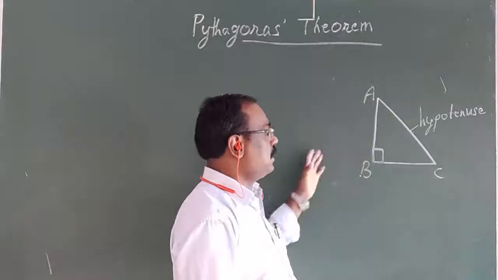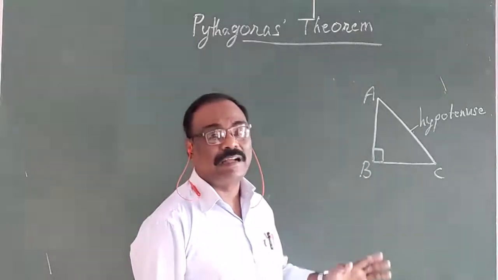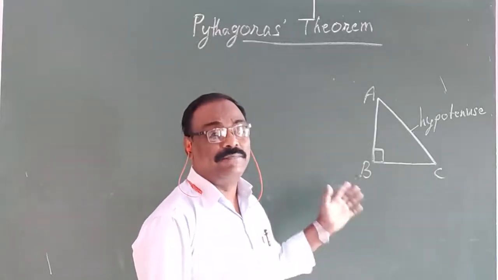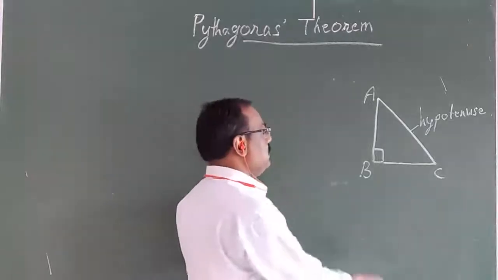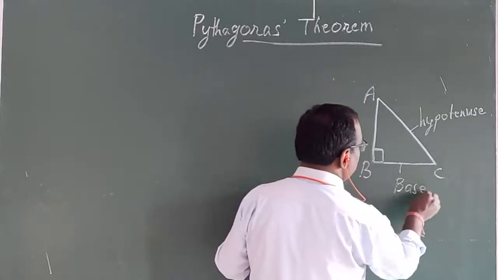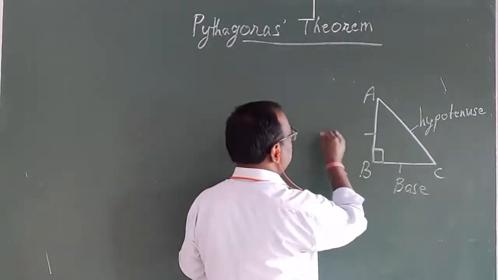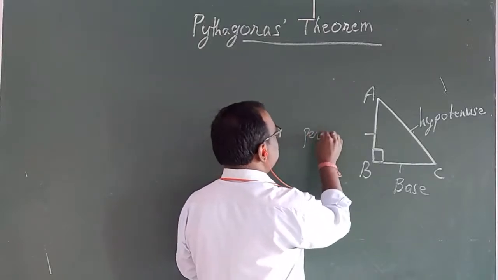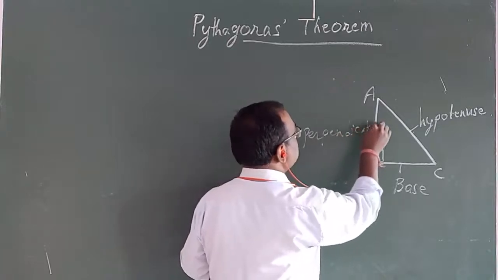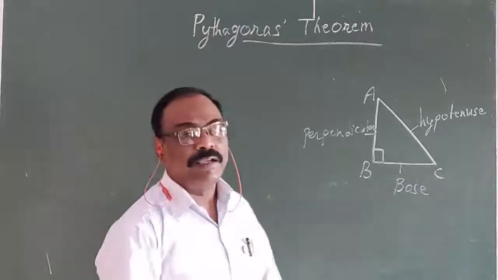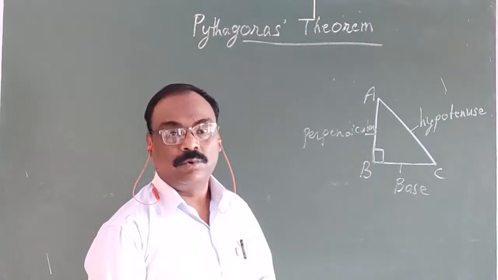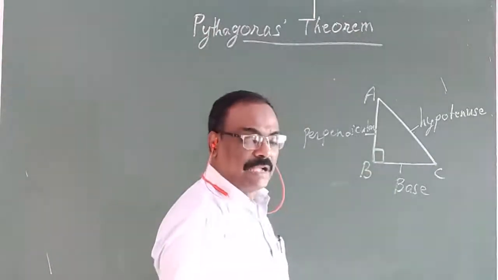Then what are the names for the other two sides? The other two sides you can call the other two sides, or you can call them the legs, or we can say that this BC is the base. We can even call this one as base, and this one we can call as perpendicular. Here we are going to take them as the other two legs or the other two sides. So you should know the hypotenuse.